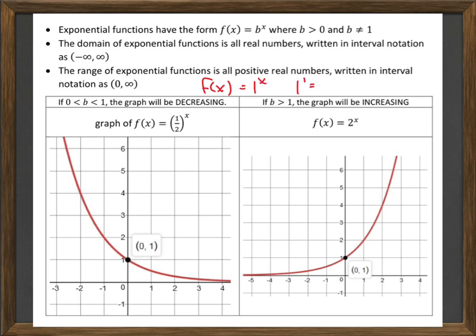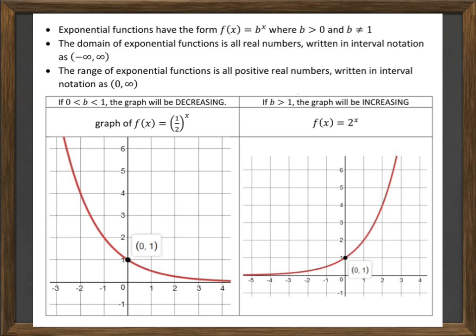Well, 1 to the first power is 1. 1 to the second power is 1. 1 to the fifth power is 1, right? That's not an exponential function. That's just the line y equals 1. So when you let b equal 1, you just have a very boring, simple linear function. You just have a horizontal line, okay? So that's why b can't be 1.